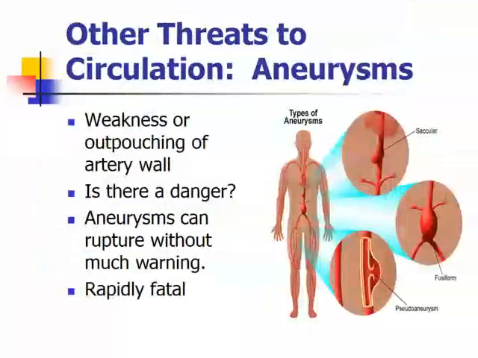This is where there is a development of a weakness or outpouching of an arterial wall. The danger is that these outpouching areas can actually make the vessel wall so weak that it can rupture. Unfortunately, this can happen quickly and without much warning, and that will obviously be rapidly fatal. A lot of times this outpouching of the artery wall will be about 1.5 times the normal size and will continue to grow and enlarge unless there is treatment for it.